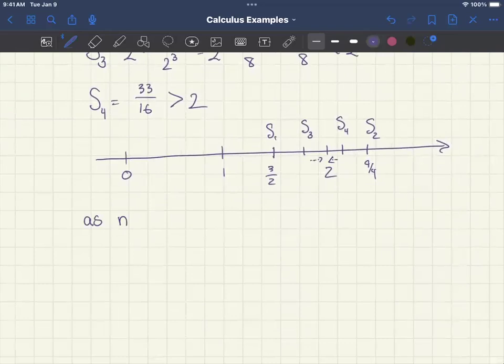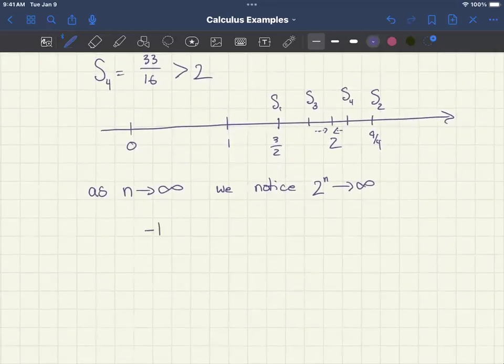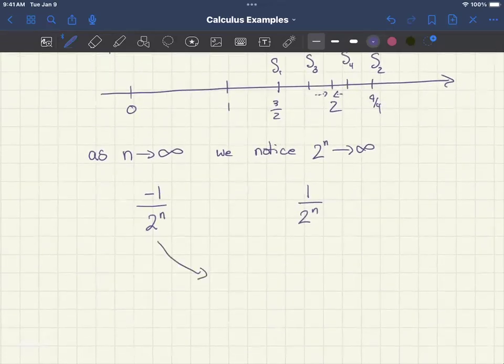As n goes to infinity, we notice that 2 to the n also goes to infinity. So that tells us when we're looking at things like a negative 1 over 2 to the n or a positive 1 over 2 to the n, both those numbers are going to go to 0 because our denominator is going to be blowing up, right? When our denominator gets really big, the number itself, 1 over that denominator, gets really small. And what's stuck between these two numbers here is our negative 1 to the n over 2 to the n.